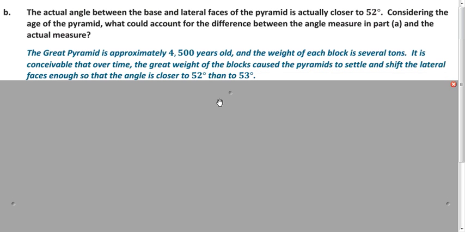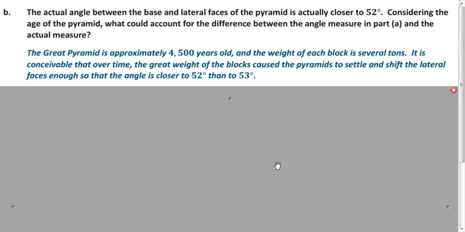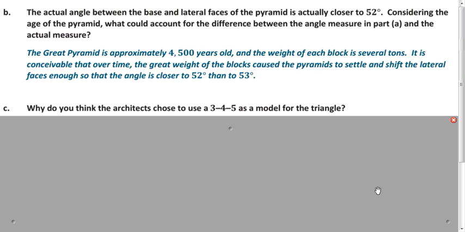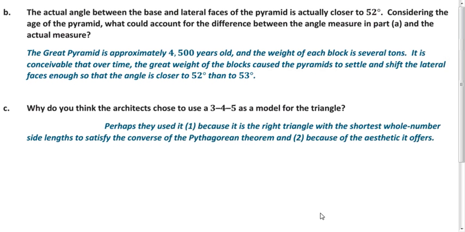Now in reality, today, that angle is about 52 degrees. Why do you think that could happen? Well, over time, things can settle. So that angle might have gotten squished a little bit, and now it's closer to 52 degrees than 53. And why do you think they used 3, 4, 5? Well, those are all relatively small lengths, and it also gives us a nice triangle. There's no really, really small or relatively large acute angle. So those are 2 possible reasons why they could have used that.